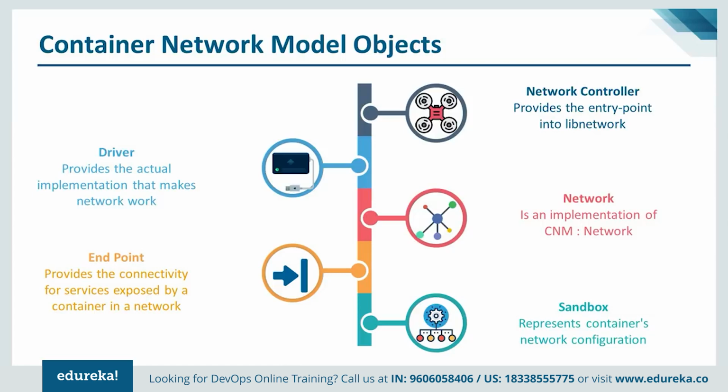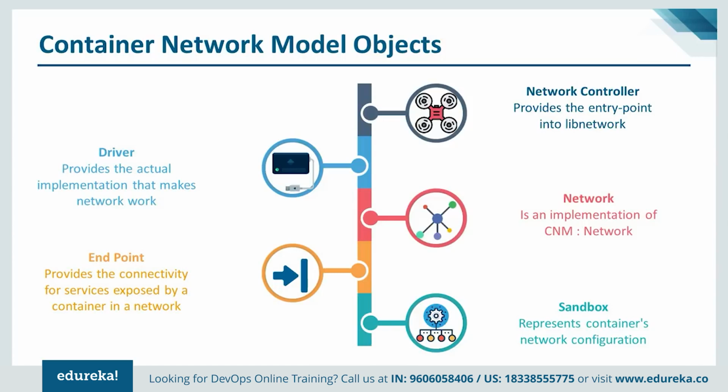Since endpoint represents a service and not necessarily a particular container, endpoint has a global scope within the cluster as well. And finally, we have the sandbox. So the sandbox represents the container's network configurations such as the IP address, MAC address, routes, and DNS entries. A sandbox object is created when the user requests to create an endpoint on the network.